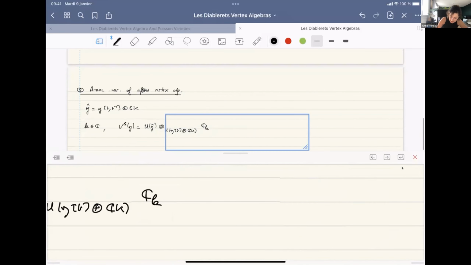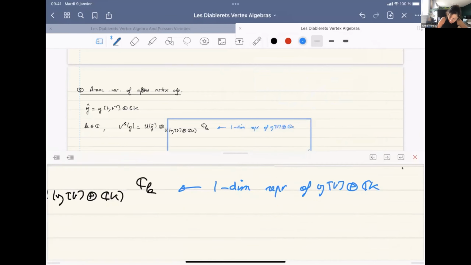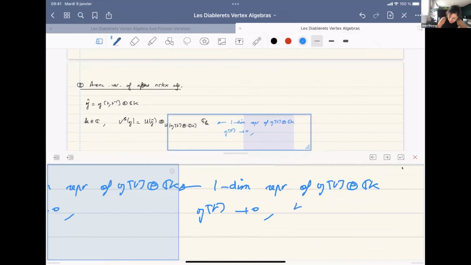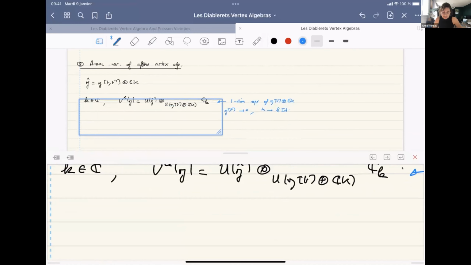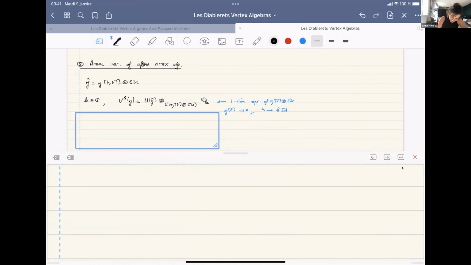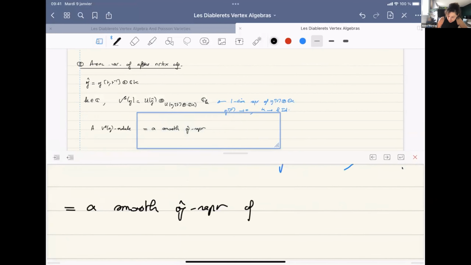So here C_k is, as usual, the one-dimensional representation of the subalgebra here. And here, the Cartan part acts trivially, and the central element K acts as k times identity. So this is the universal affine vertex algebra. And I remind you that a V^k(g)-module is the same as a smooth g-hat representation of level k.